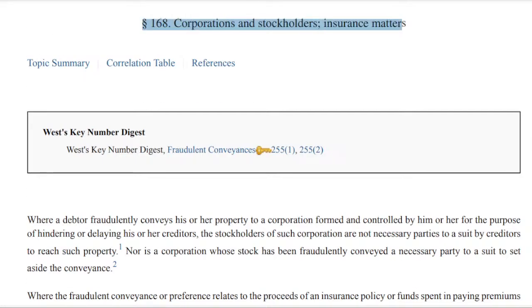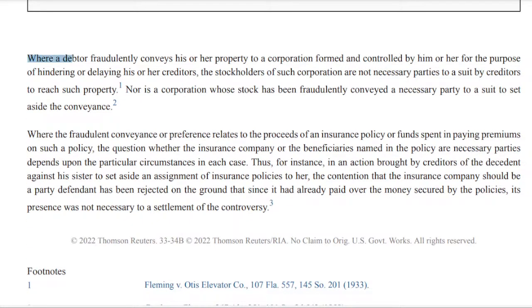All right, let's see here. Section 168, corporations and stockholders, insurance matters. Where a debtor fraudulently conveys his or her property to a corporation formed and controlled by him or her for the purpose of hindering or delaying his or her creditors, the stockholders of such corporation are not necessary parties to a suit by creditors to reach such real property. Okay, so it seems like the stockholders aren't going to be held liable for this fraudulent conveyance, nor is a corporation whose stock has been fraudulently conveyed a necessary party to a suit to set aside the conveyance.